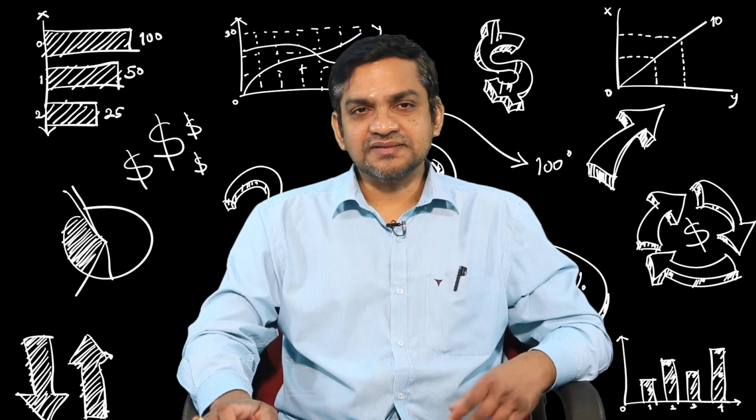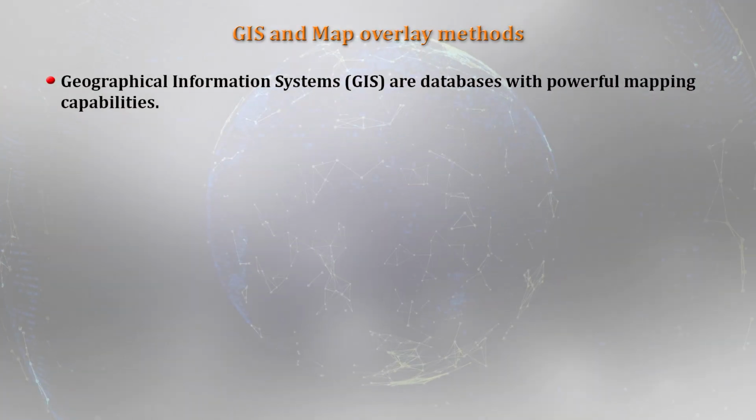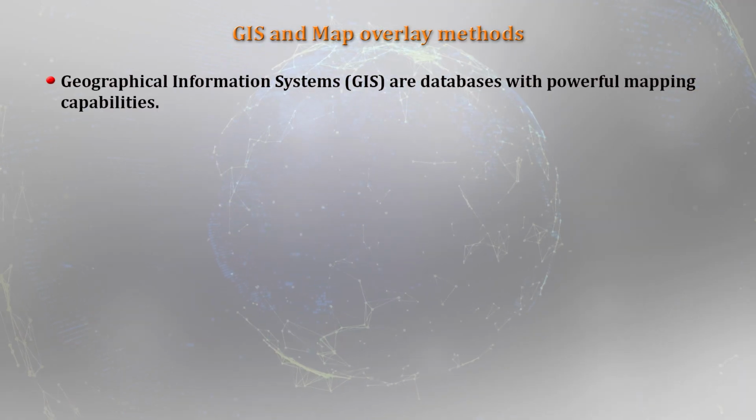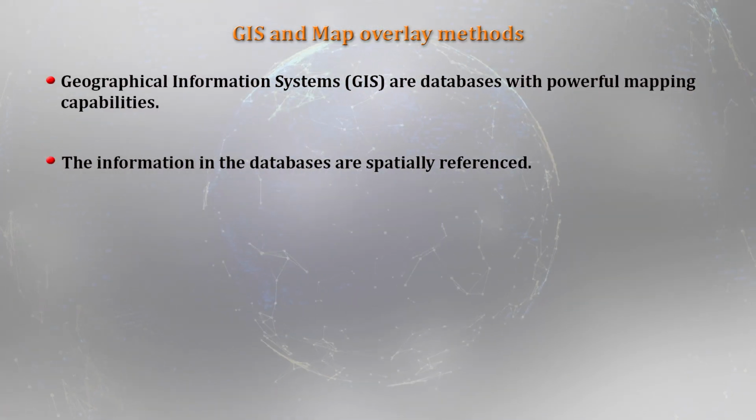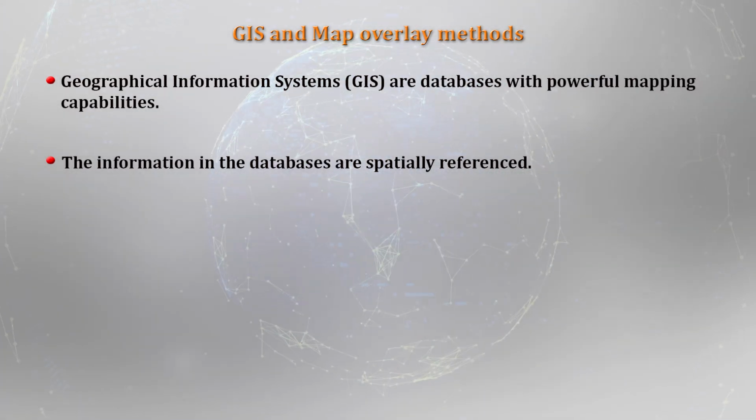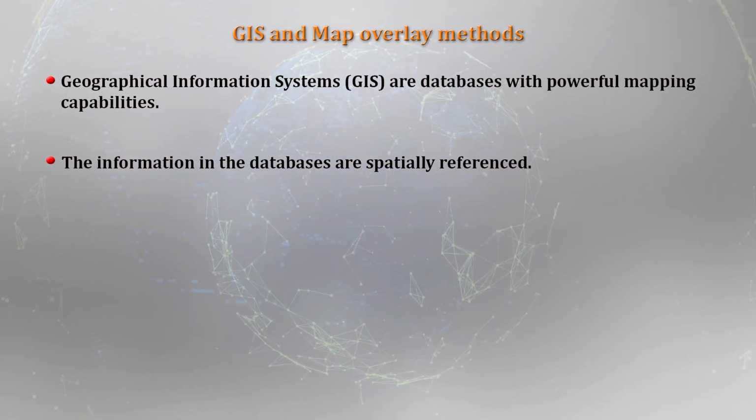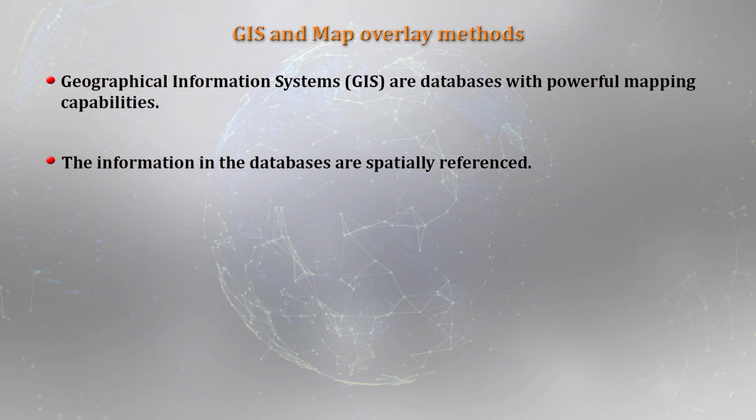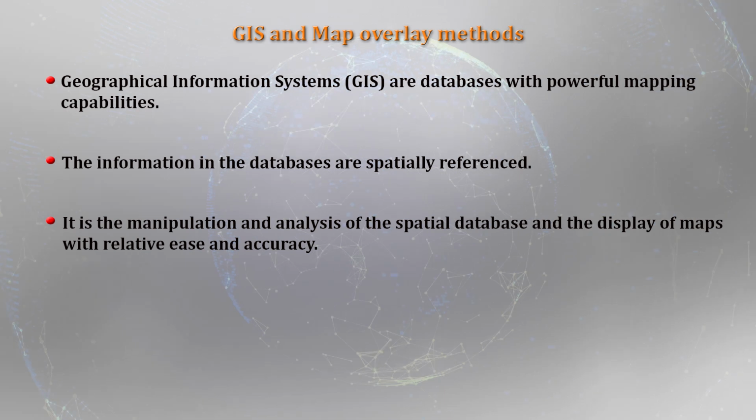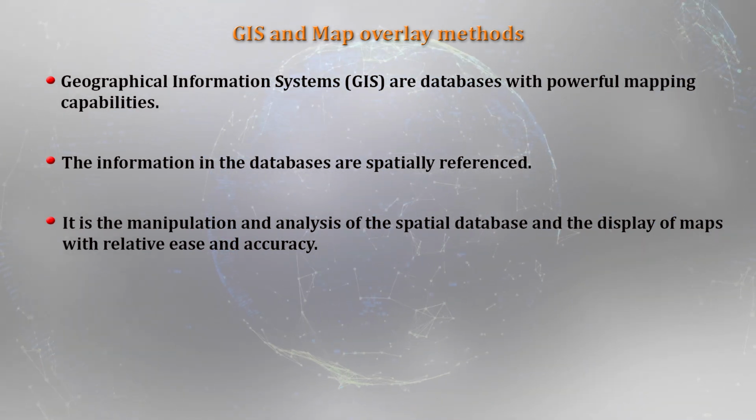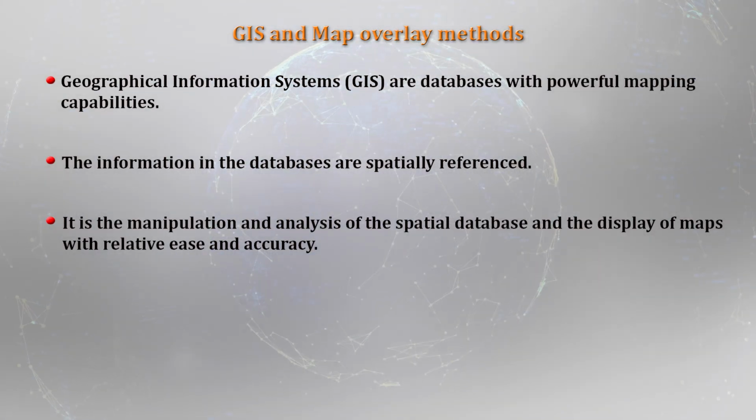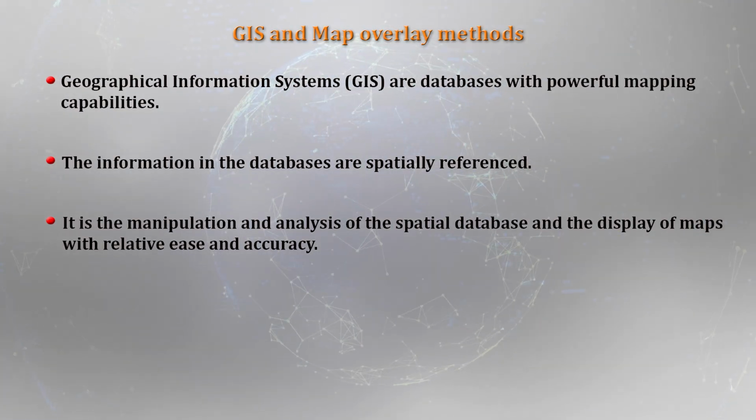Let us see what GIS is. Geographical Information Systems are basically databases with powerful mapping capabilities. The information in the spatial database is spatially referenced. That is a basic feature of any such database. GIS attempts to manipulate and analyze the spatial database and display the results as maps with relative ease and accuracy. In a nutshell, this is the essence of GIS.